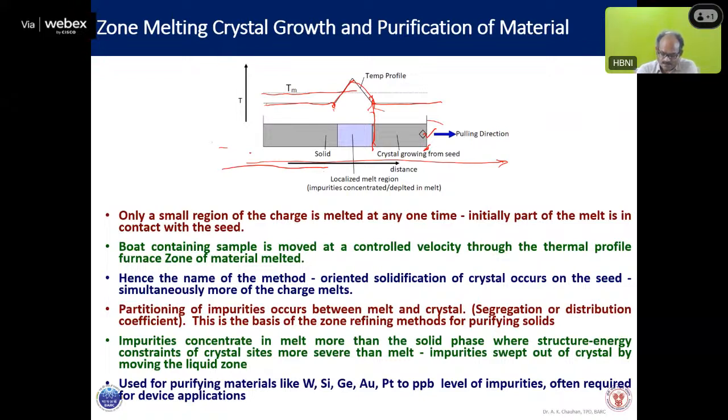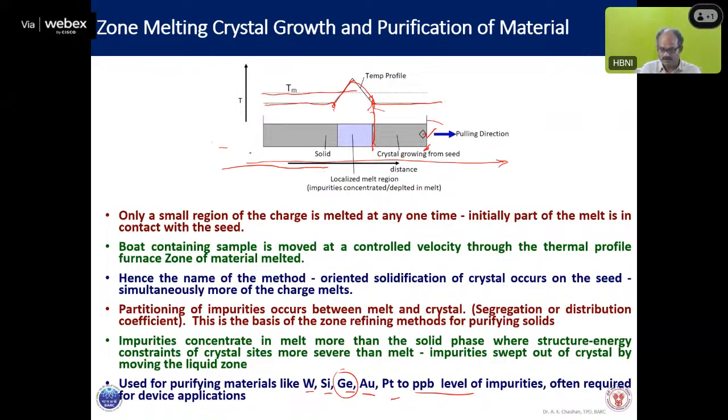So the impurity concentration in the melt is more than in the solid phase, where the distribution coefficient of the liquid side is more severe than the melt, and the impurity is swept out of the crystal by moving the liquid zone. So by this zone moving, this method is used for purifying material. It is used for purification of silicon, tungsten, germanium, especially germanium, gold, platinum, to the ppb level of impurities.